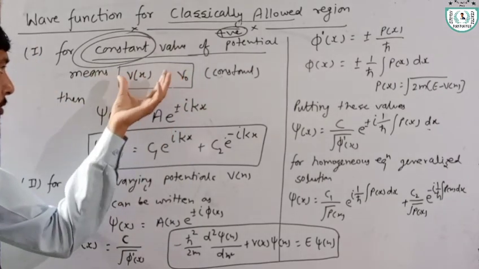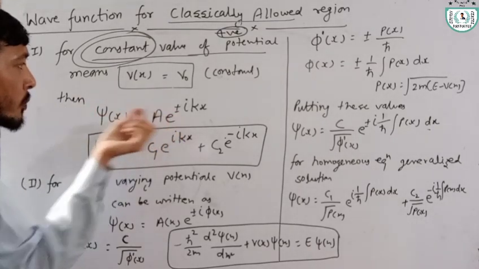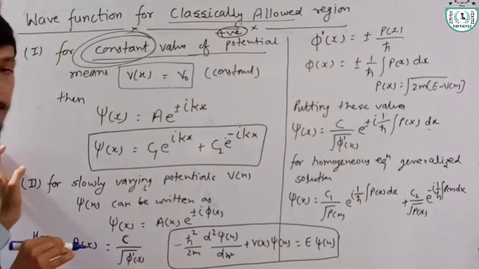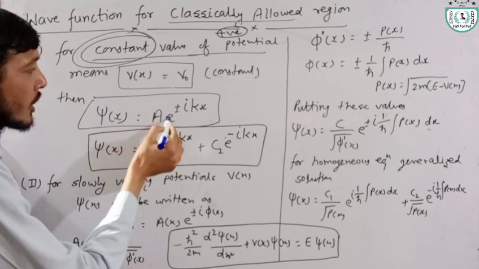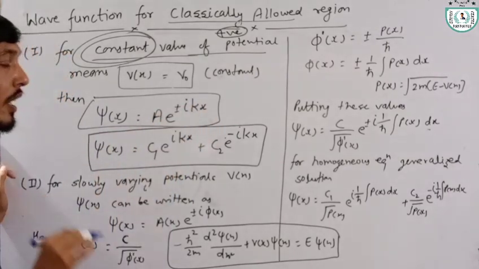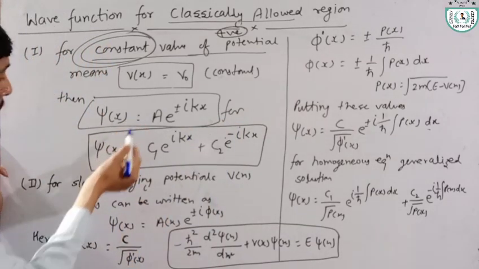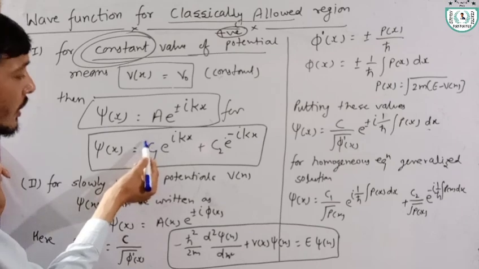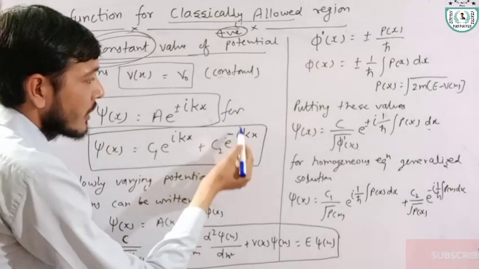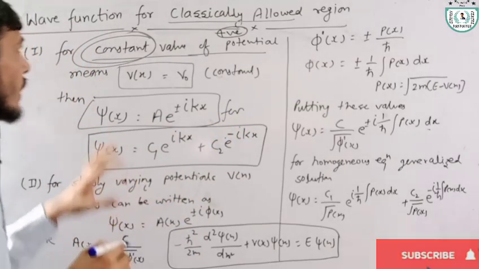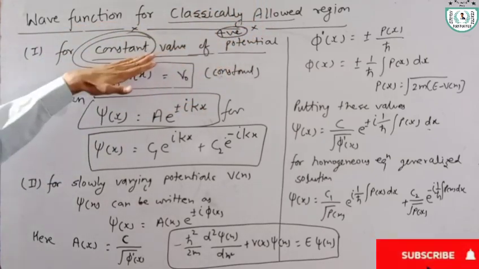After putting the value of V naught and solving this, we find that psi of x is equal to A e raised to power plus minus iota kx. For the generalized solution, this can be written as psi of x is equal to c1 e raised to power iota kx plus c2 e raised to power minus iota kx. This is the wave function for the classically allowed region when the value of potential is constant.